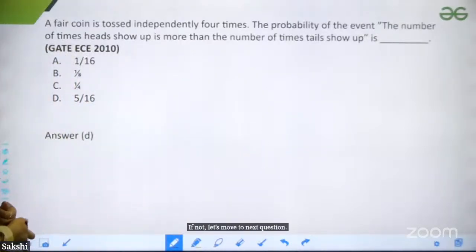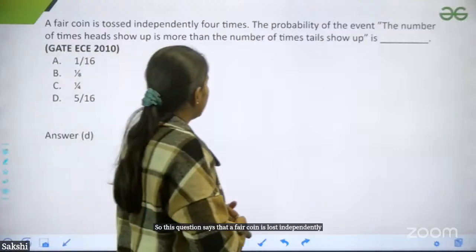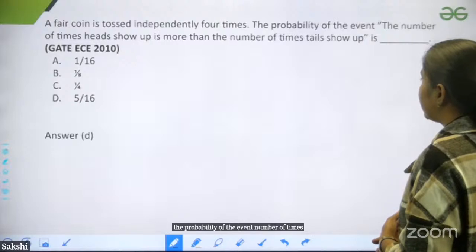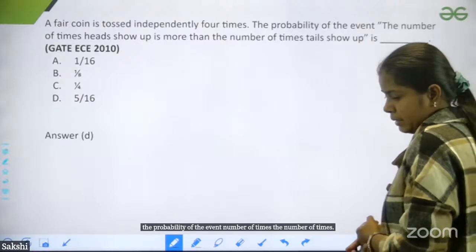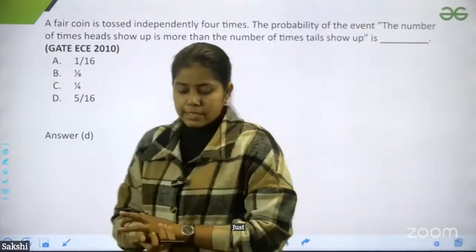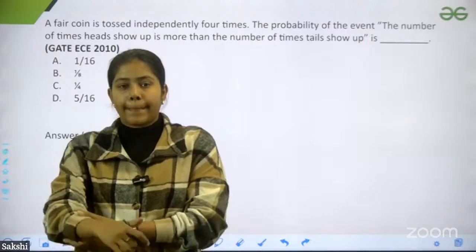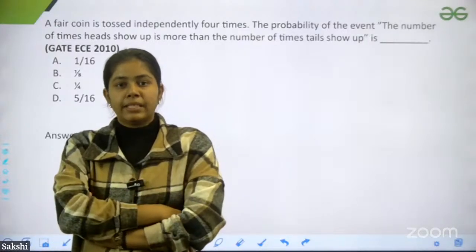So this question says that a fair coin is tossed independently 4 times. What is the probability of the event that the number of times heads show up is more than the number of times tails show up? Just tell me, guys, quickly the answer for this question.